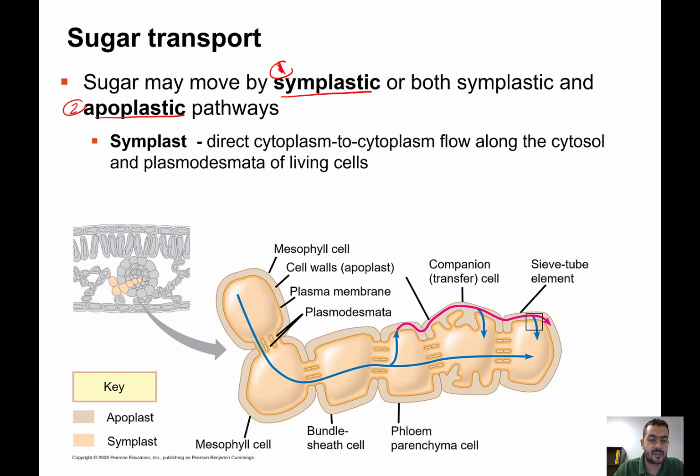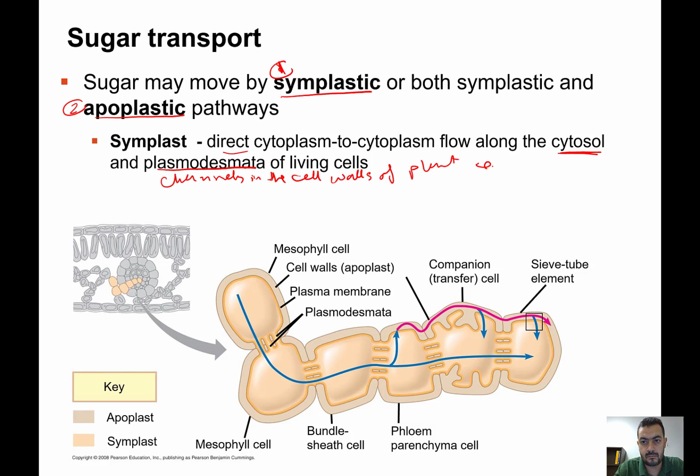So let's start with the symplast. The symplastic pathway means the direct cytoplasm to cytoplasm flow along the cytosol and the plasmodesmata of living cells. So you know, cytosol is the aqueous solution of the cell. Plasmodesmata are the channels in the cell walls of plant cells.